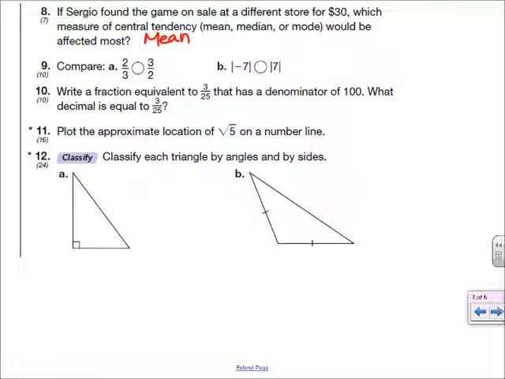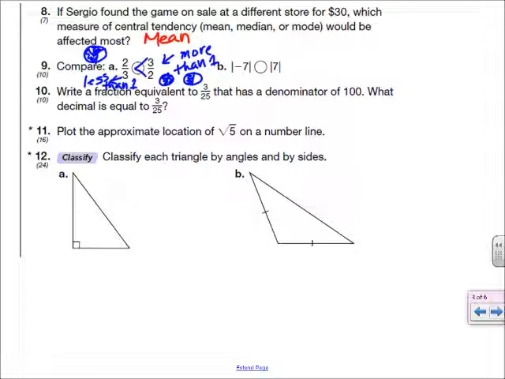Compare 2/3 and 3/2. Well, 2/3 is less than 1. And 3/2 is more than 1. 3/2 means I have circles cut in half. I have 1/2, 2/2, 3/2. So 3/2 is 1 1/2. 2/3 means I have a circle cut in thirds, and I have 2 of them. So 2/3 is less than 1/2. So 2/3 is less than 3/2.